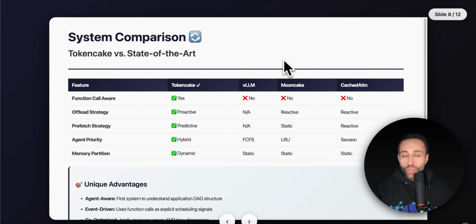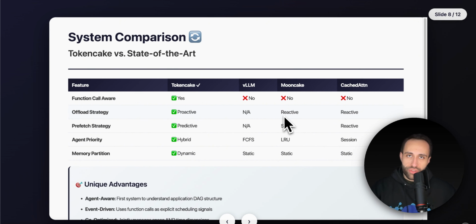And lastly, to have a quick comparison of TokenCake with some other inferencing frameworks from a features standpoint, you can see that TokenCake is the only one that is function call aware for hosting language models. Compared to vLLM, Mooncake, CacheAttention, these are different types of inferencing frameworks. And to the best of my knowledge, I haven't seen any other inferencing framework that considers your agent or function call for doing inferencing.